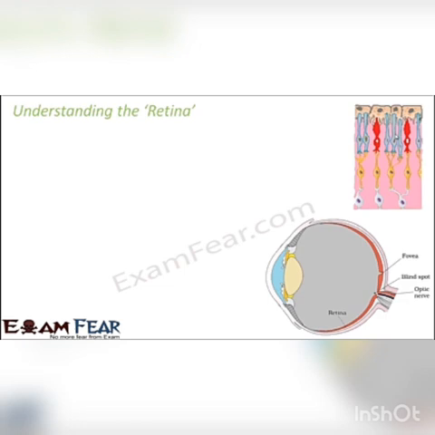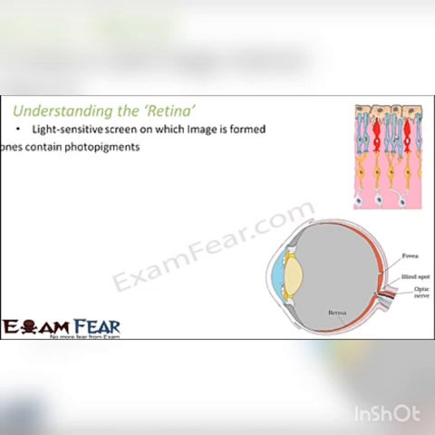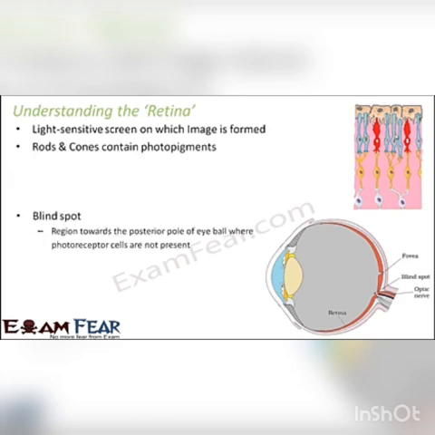Now if we try to understand the function of the retina, it is like a screen. It is a light sensitive screen. Why is this screen light sensitive? Due to the presence of rods and cones. And on this screen, an image is formed. It is just like normal image formation, but instead of a plain mirror, you have a lens here. You have a lens, you have an object, the things which we are seeing, and you have a screen where the image will be formed, and that screen is the retina. Rods and cones contain the photopigments, and that's how the image is formed here.